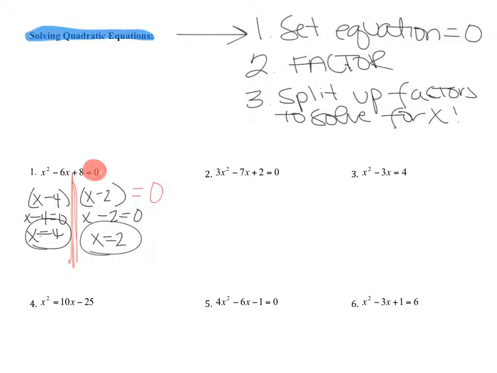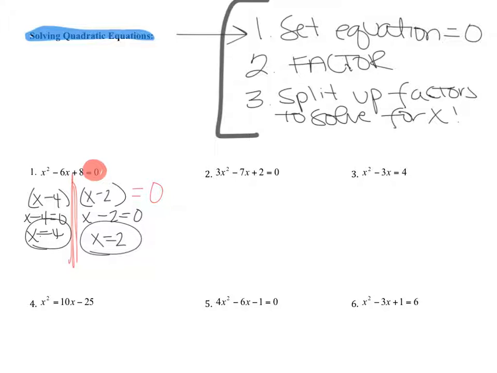Number 2. Just by looking at this equation, I know I have to factor. How come? Because I have an x squared and I have an x. Whenever you see an x squared and an x, your brain has to immediately go factor. How do I factor an equation? I have to follow these steps up here. Step 1, set equation equal to 0. It's equal to 0, I'm good to go.